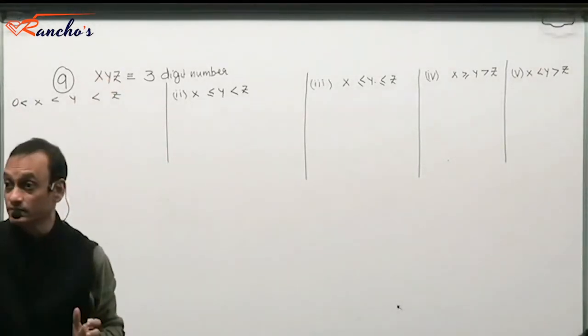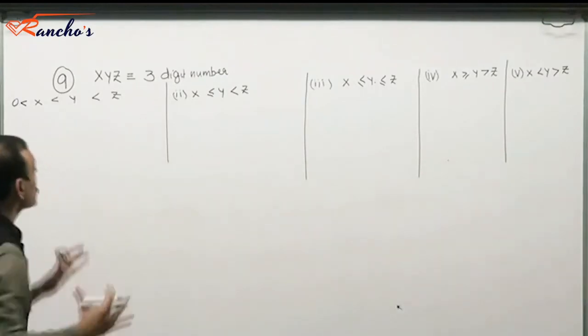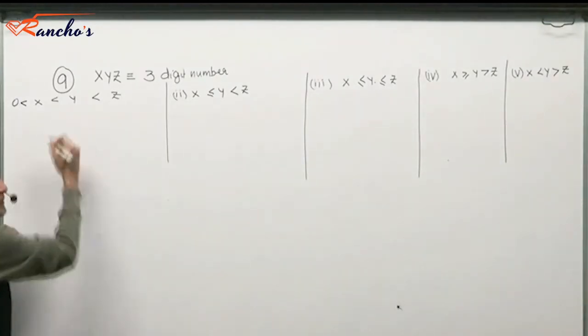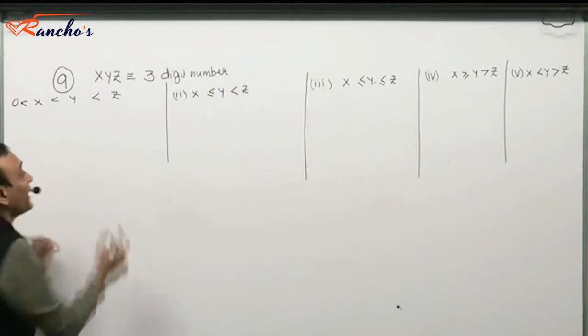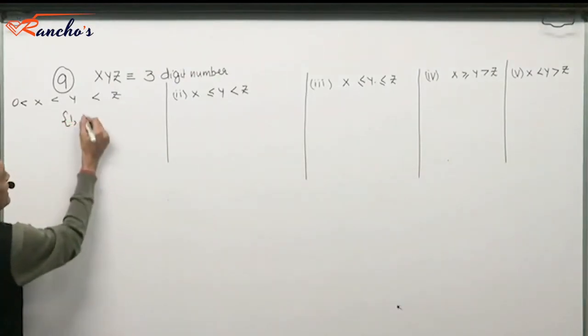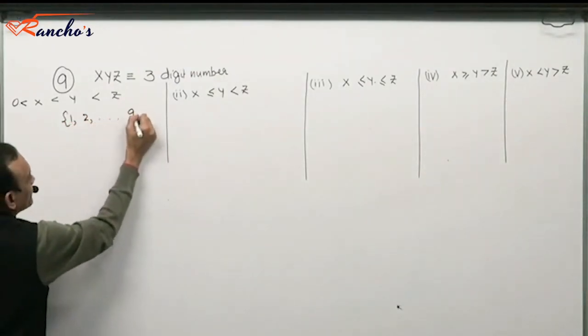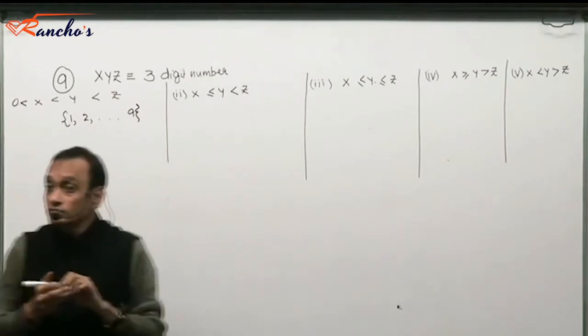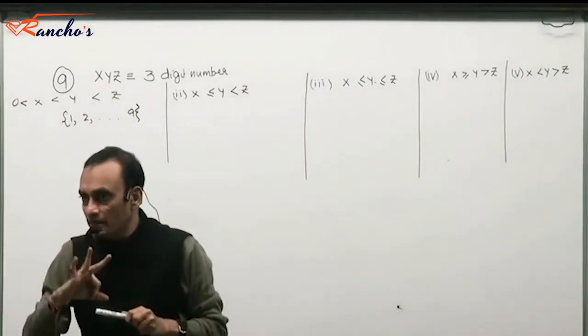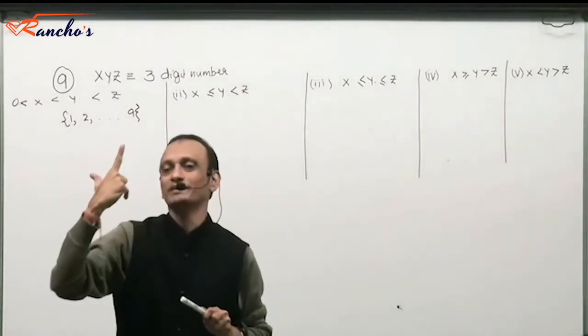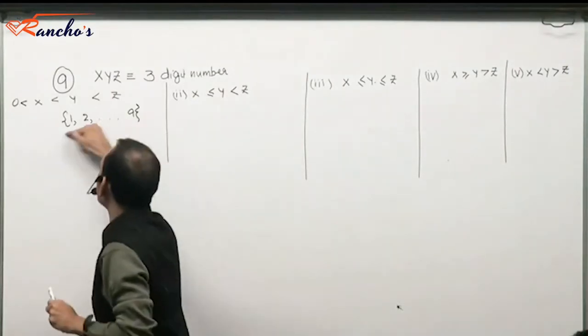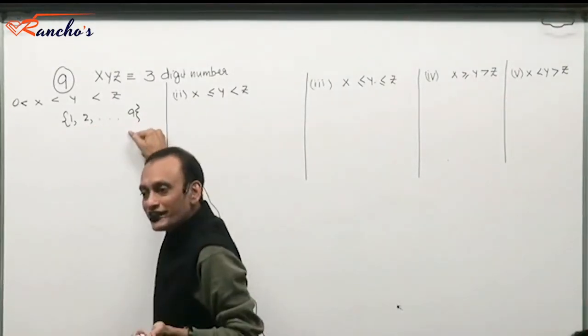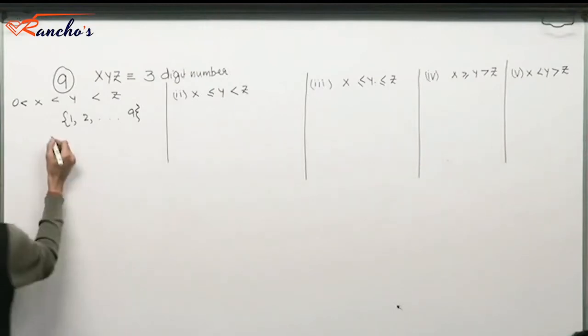That means in this case, yes or no? That means X, Y, Z would not be selected from 0 to 9. X, Y, Z would be selected from this set 1, 2 up to 9. 0 is ruled out in constituting these 3-digit numbers. Now all that you need to do is, out of these 9 digits, select only 3. Right? 9C3?